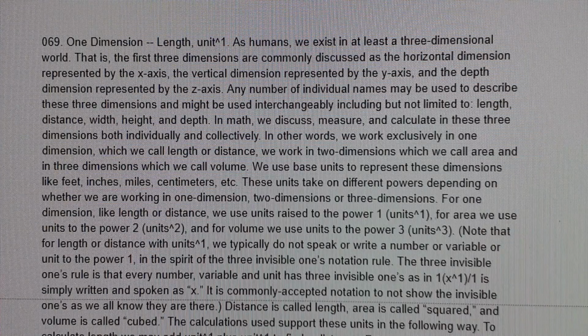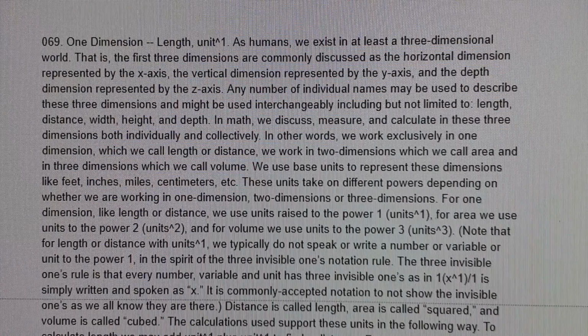One dimension represents distance or length, and has units raised to the power of 1, or units caret 1, or simply units. Antonyms: 2 dimensions, 3 dimensions. Related words: dimensions, units, powers, adding powers, multiplying powers, the three invisible ones rule.